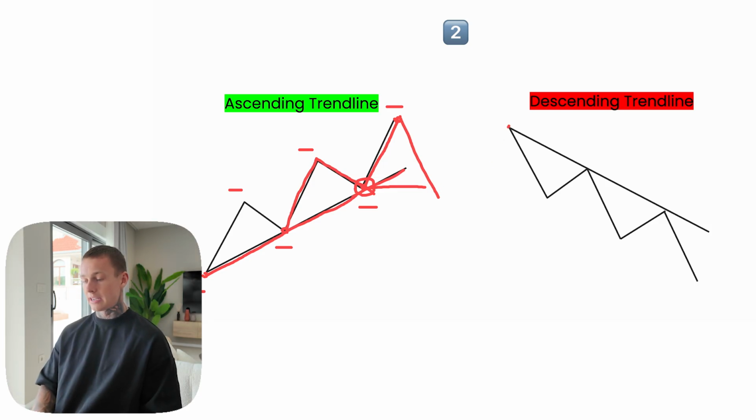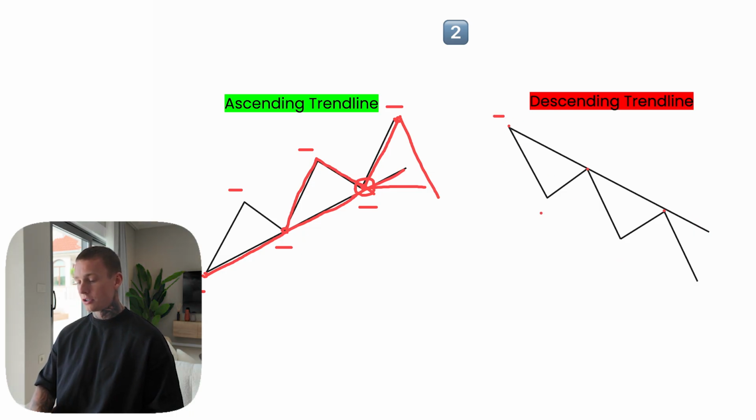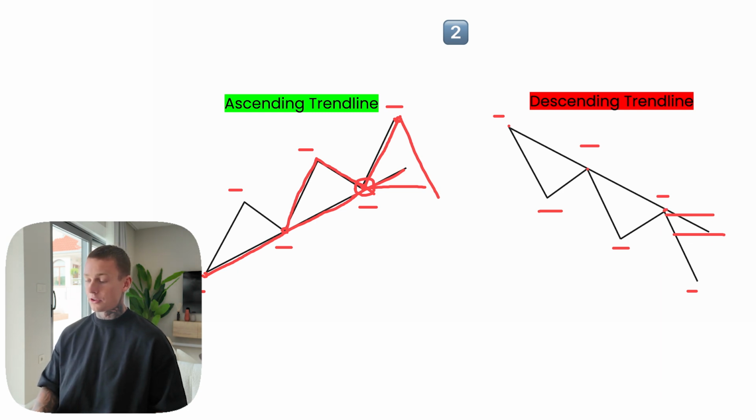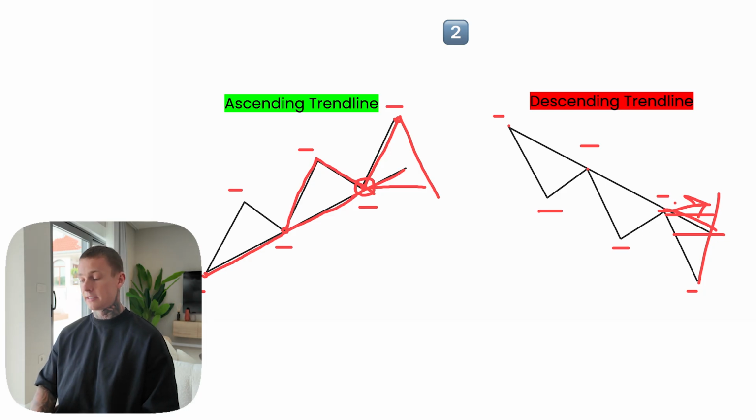Same thing in a descending example. You have 1, 2, and 3. And of course, when you have 3 structure pushes to the downside, making lower lows and lower highs, we will expect at some point that this area does not hold. You can see we have a supply zone which lines up with the trend line. And you can also see there's a likelihood we take out the trend line, the supply zone, and also the bearish structure where all the stop losses are sitting above.